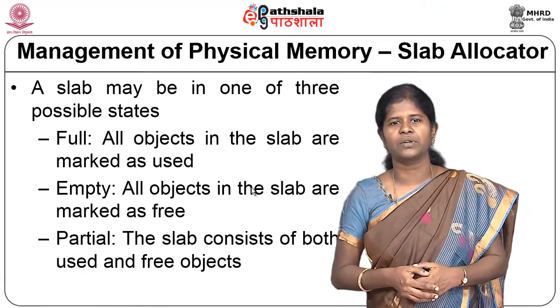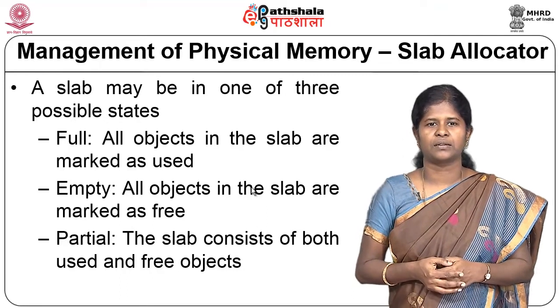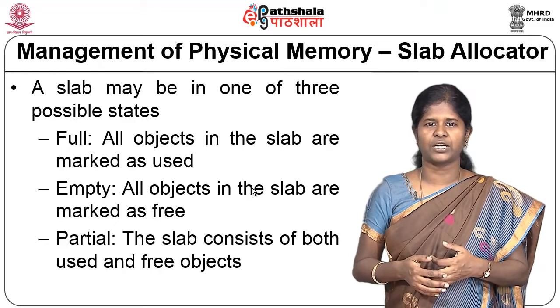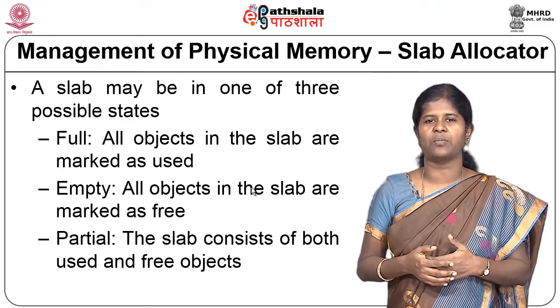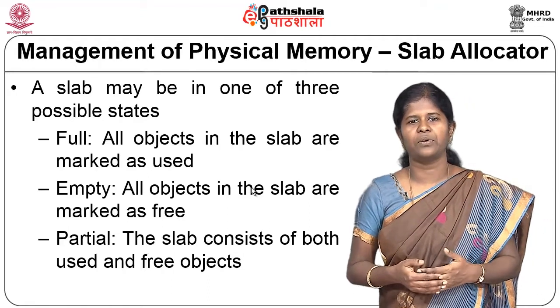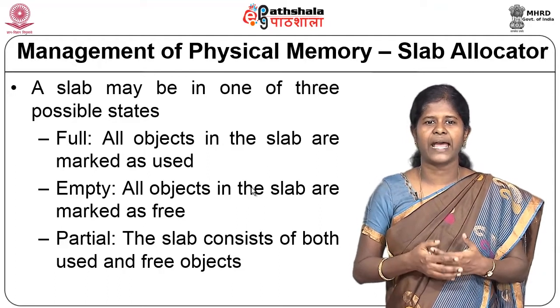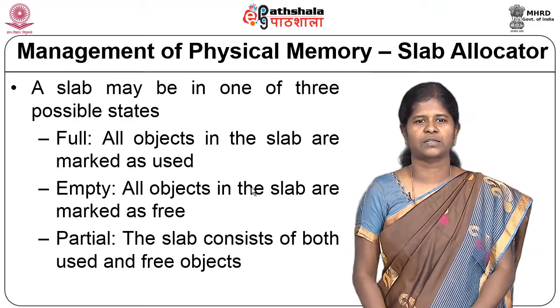and any slab can be in one of 3 possible states. The slab can be full, empty or partial. Full in the sense that all the objects in the slab are marked as used. Empty means in the slab all the objects are marked as free. Partial means the slab consists of both used objects and free objects.